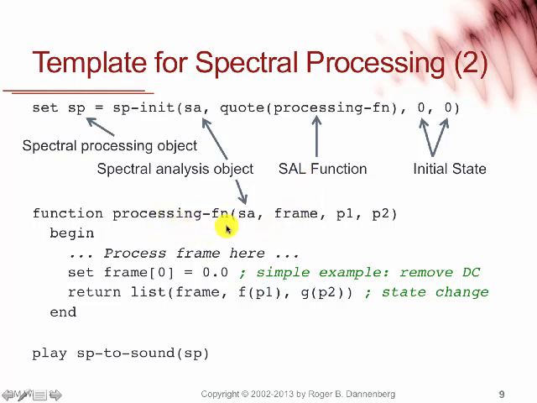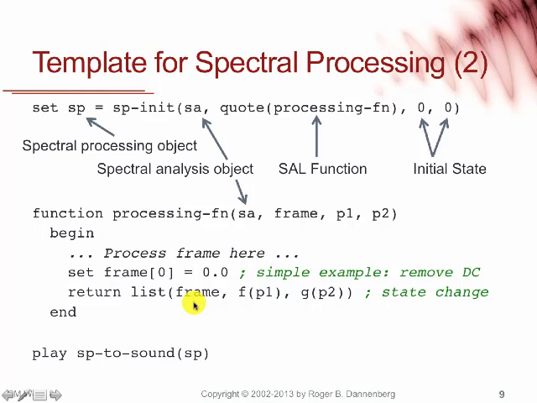Here's our processing function. The first parameter is the spectral analysis object itself, which probably you don't need because the system is automatically going to extract the next frame of that analysis object and pass it in as the frame parameter. And then P1 and P2 are just these state values that we passed into SP init. What you do is you process this frame, and again, our processing example here is going to be extremely simple. We're just going to remove the DC component by setting frame sub 0 equals 0.